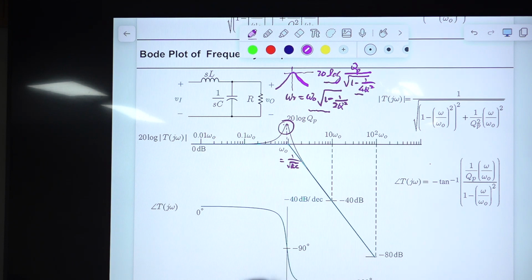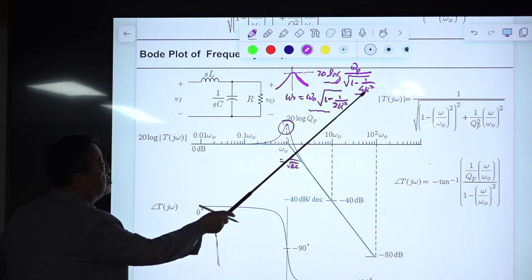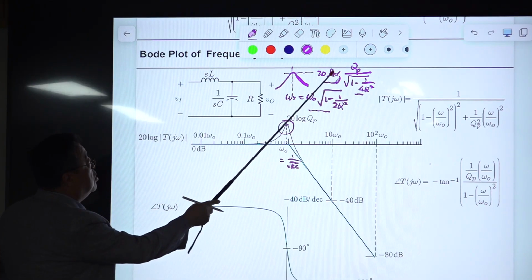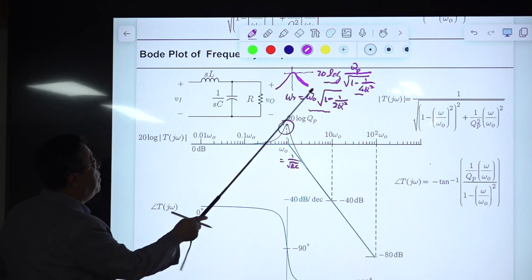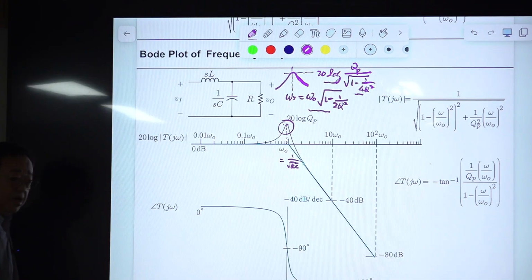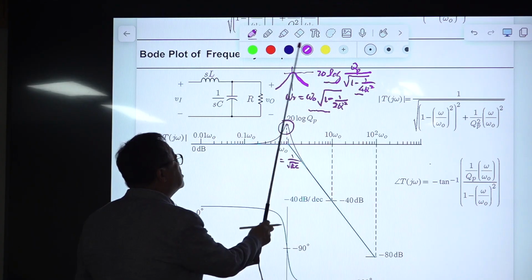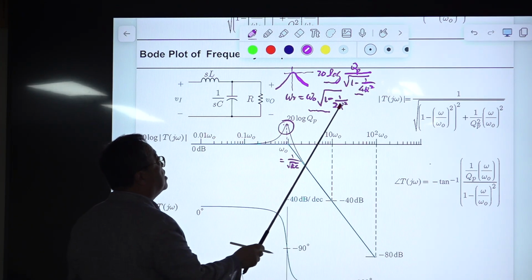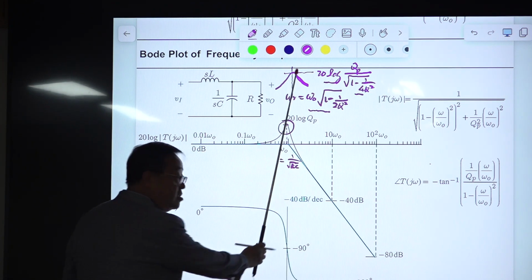So there are some observations. If Q is very large, this can be considered as 1. For large Qs, they are the same. The peak value is 20 log QP, and the peak frequency is the same as the double pole frequency of this filter. But when Q becomes smaller, less than infinity, then it goes up because of this term in the denominator. It becomes less than 1. Then this frequency is shifting like this.